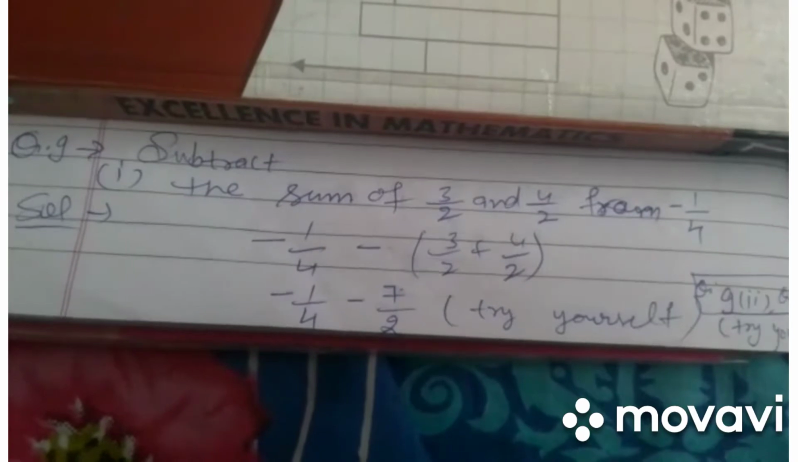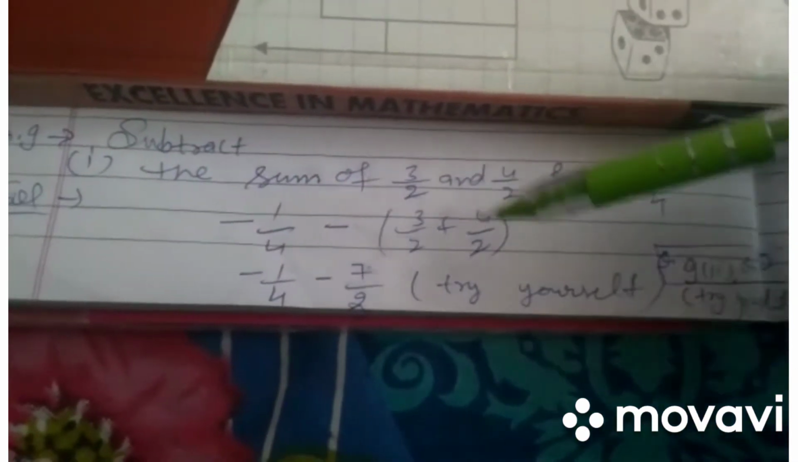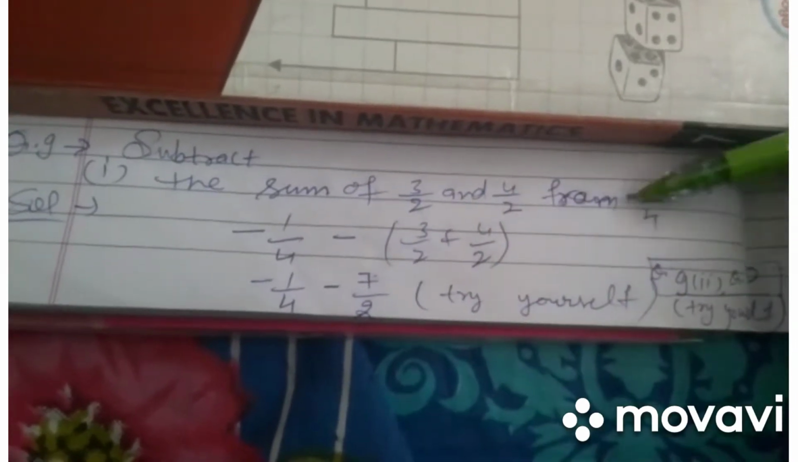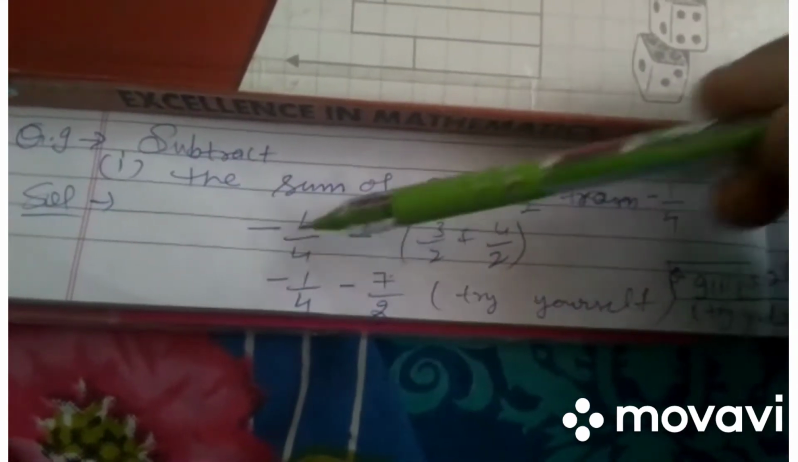Seventh Prachi Maths exercise 2.7 question number 9. Subtract the sum of 3 by 2 and 4 by 2 from minus 1 by 4. Means we have to subtract the sum of these two from minus 1 by 4. So from minus 1 by 4 we have to subtract, this is the subtract sign, the addition of 3 by 2 and 4 by 2. So this solution will be likewise.